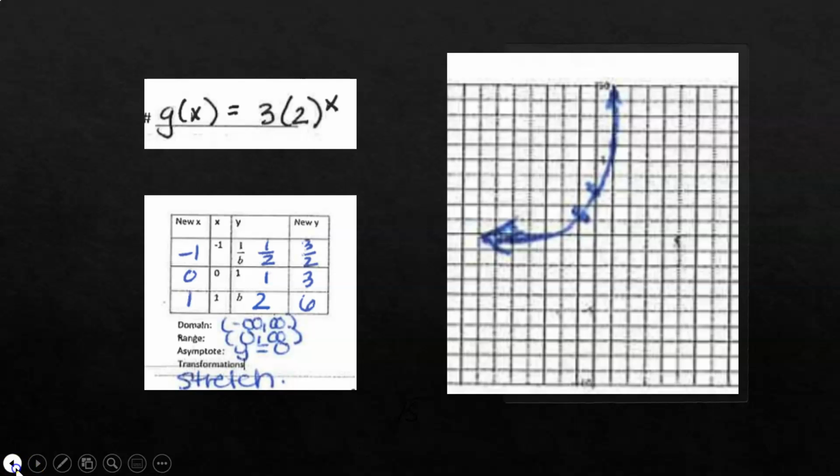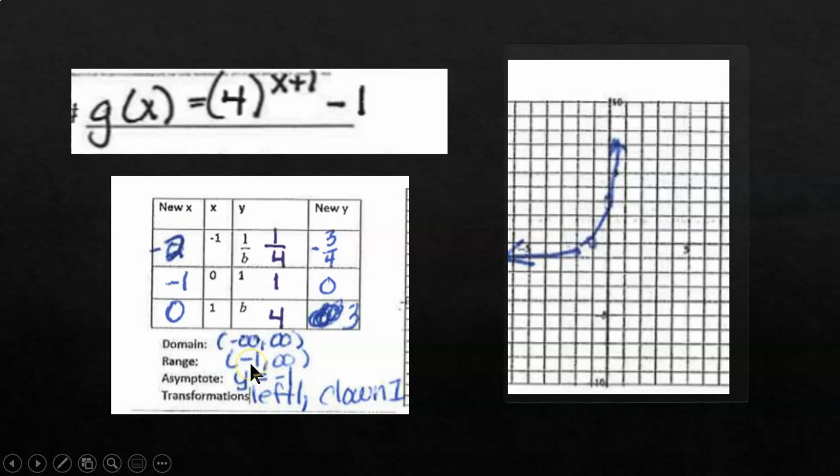Oh, I got it back. All right, so your new y's are -3, 0, 3. Your domain is -infinity, infinity. Your asymptote is your k, so the range is -1, infinity. Your asymptote is y equals -1. That's a shift left 1 and down 1, and there is your graph. Your asymptote is right here. Never going to hit that -1, y equals -1.